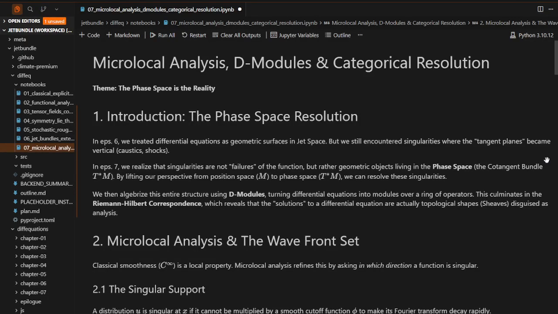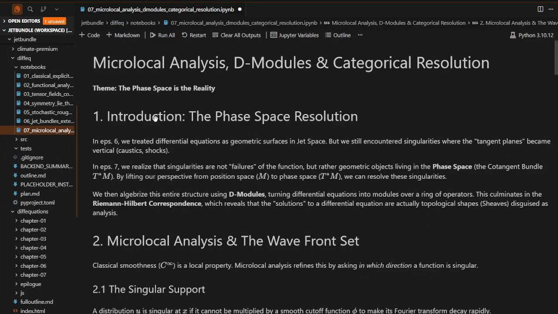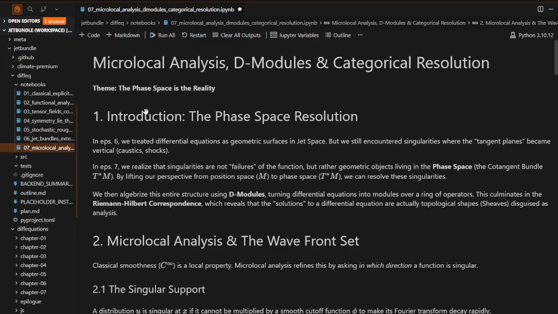Yo, what up? So this is the conclusion of our Odyssey in differential equations, and we're going to talk about microlocal analysis, D modules, and categorical resolution to just kind of look at swirling phase spaces and cotangent bundles, and we're going to try to visualize rays of singularities that propagate like light cones. And yeah, so that's kind of the phase space. Essentially, we get back to the phase space as the reality itself.